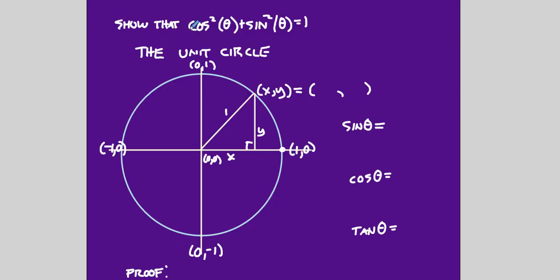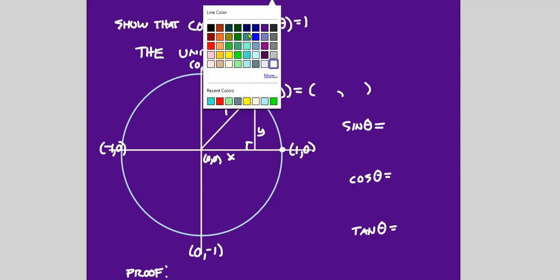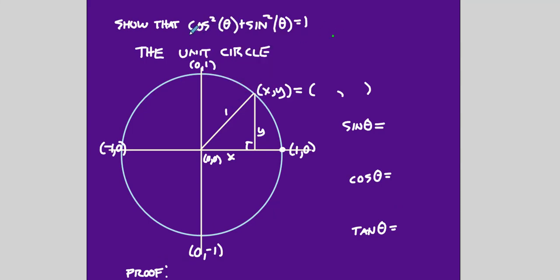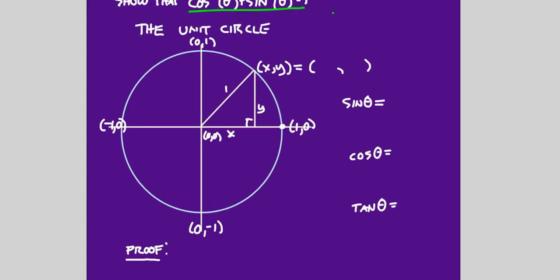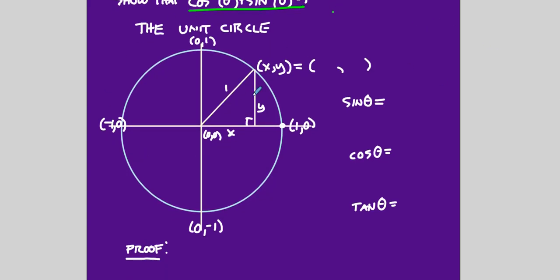Alright, so now let's show why cosine squared theta plus sine squared theta equals 1. This is actually a very simple proof, but it's very important. So we're going on our unit circle again, and we remember that xy, we'll do this whole thing again one more time so you get to know it.